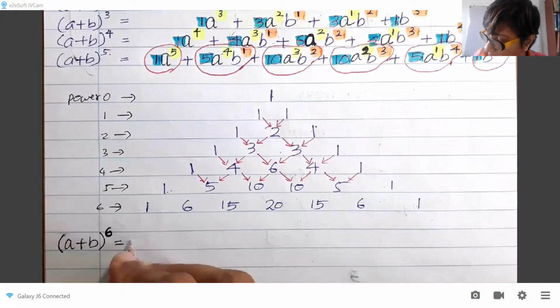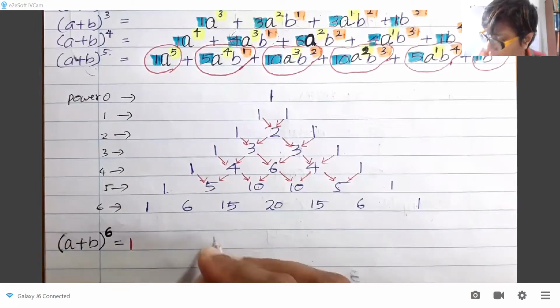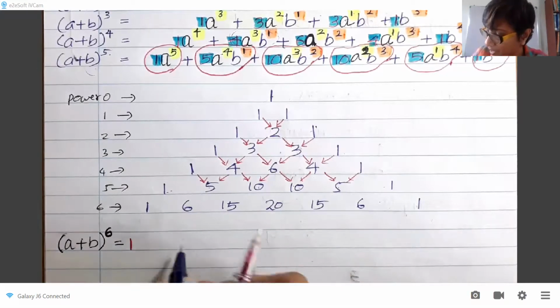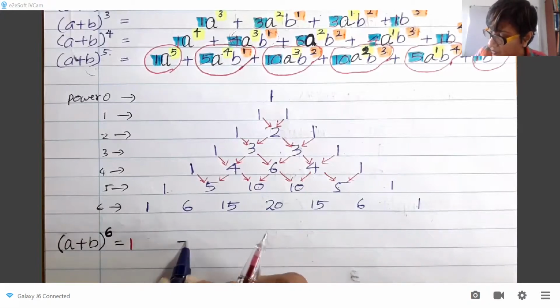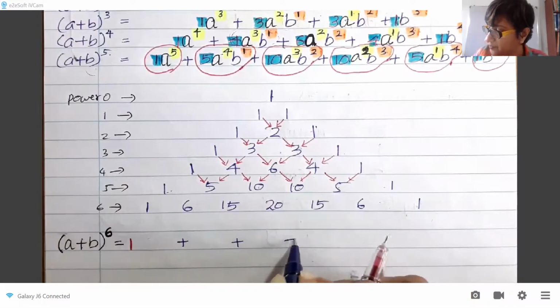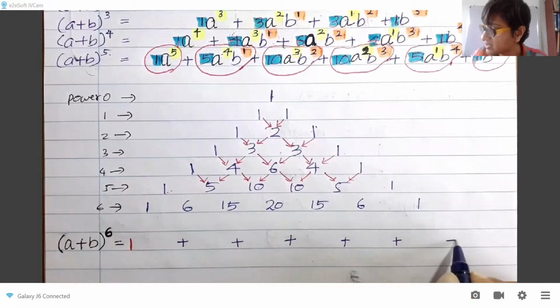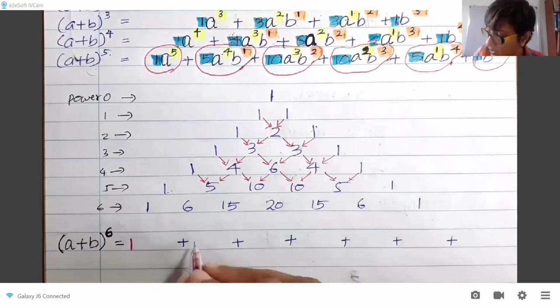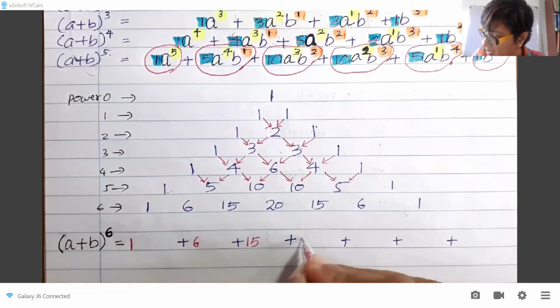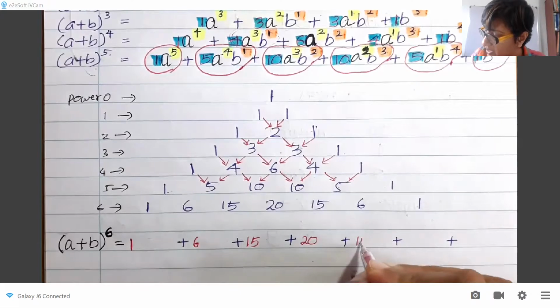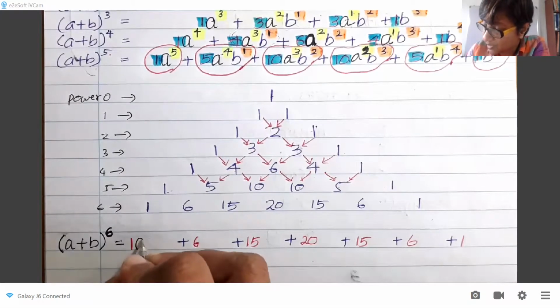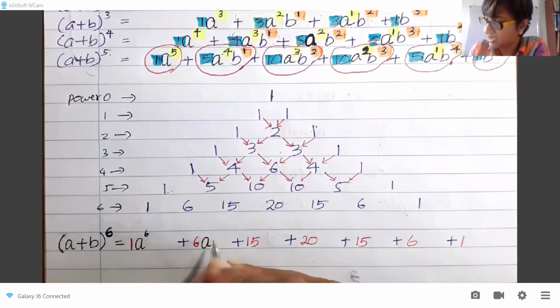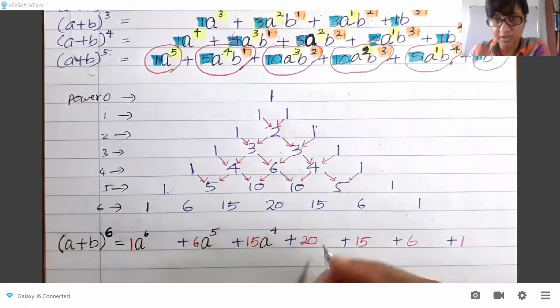So let me fill out these coefficients. First of all, I can separate out how many terms I have to expect. 7 terms. So if I leave spaces and put pluses, 1, 2, 3, 4, 5, 6, 7, okay? And the coefficients are 1, 6, 15, 20, 15, 6, 1. Then let's do the powers of A: A to the power of 6, A to the power of 5, A to the power of 4. I hope you are doing this with me.